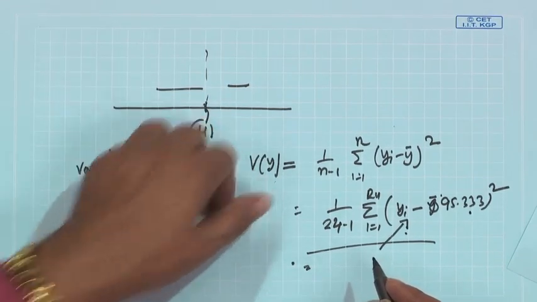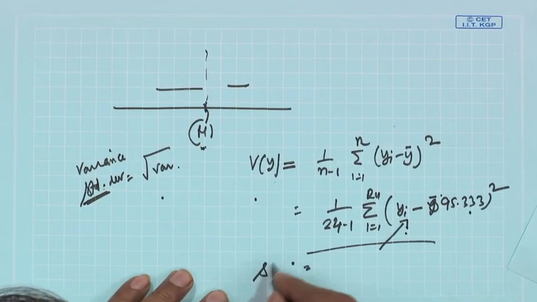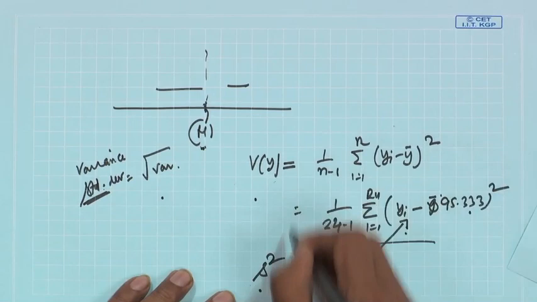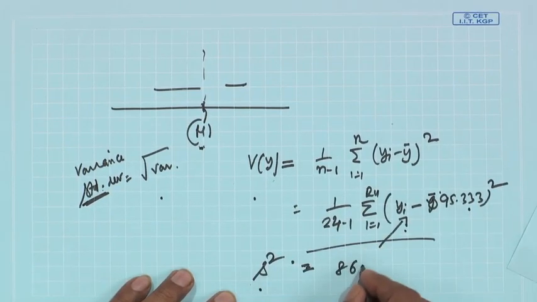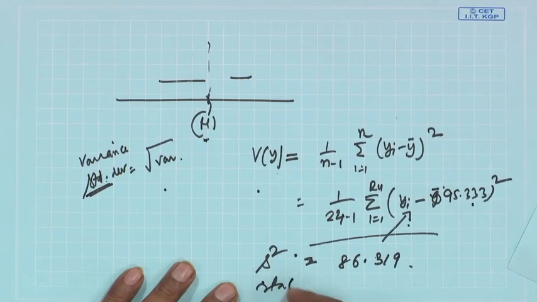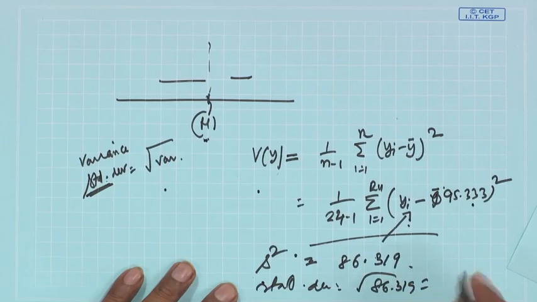We define V of y in terms of the sample variance S square, and if you use this formula you will get 86.319. Then standard deviation is equal to the square root of 86.319, which is 9.291.